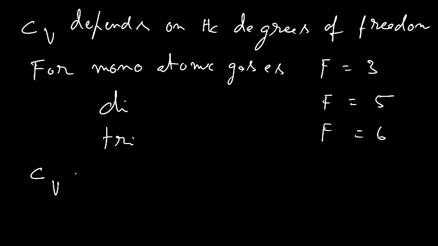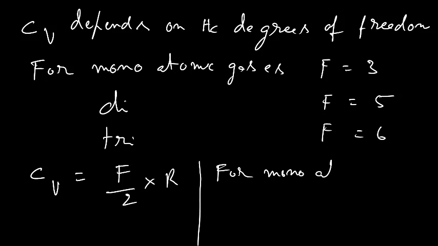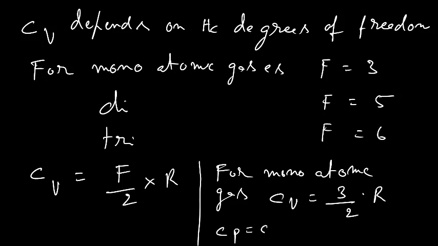Therefore, Cv equal to, for any gas, F by 2 into R. So for monoatomic gases, Cv equal to, F is how much? 3 by 2 into R. Whereas Cp equal to Cv plus R implies, what is Cp? Cv is 3 by 2 R plus R. What is this value? This is nothing but equal to 5 by 2 R.